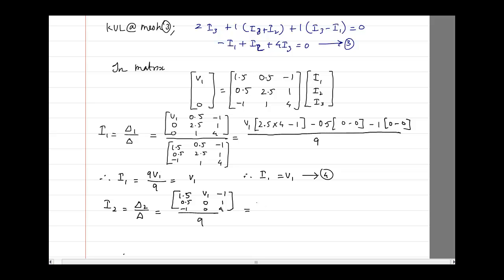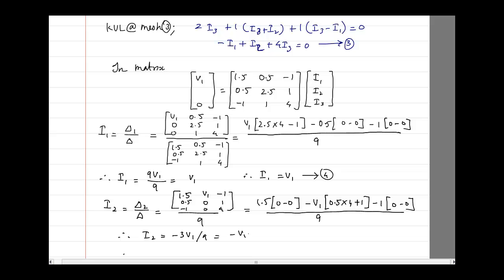From this one I will get 1.5, 0 minus 0. Second is minus V1, 0.5 into 4 plus 1. The last one is minus 1, 0 minus 0, divided by 9. Therefore, I will get I2 equal to 2 plus 1 is 3, so minus 3V1 divided by 9, which comes out to be minus V1 divided by 3. Minus V1 divided by 3.